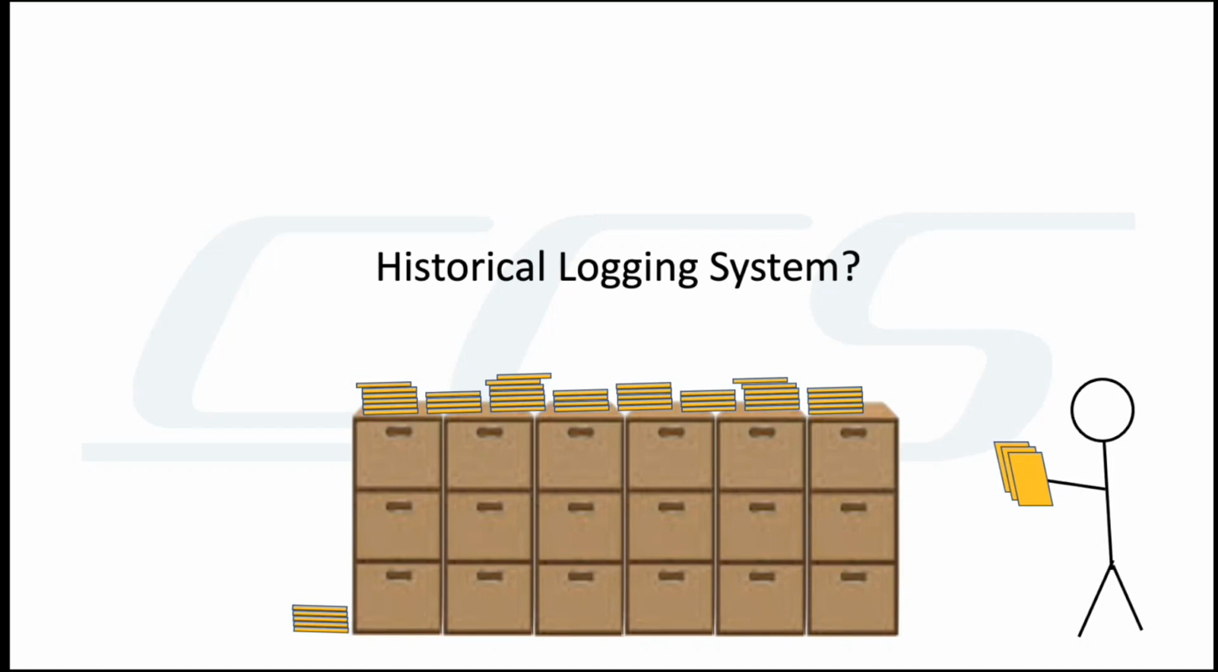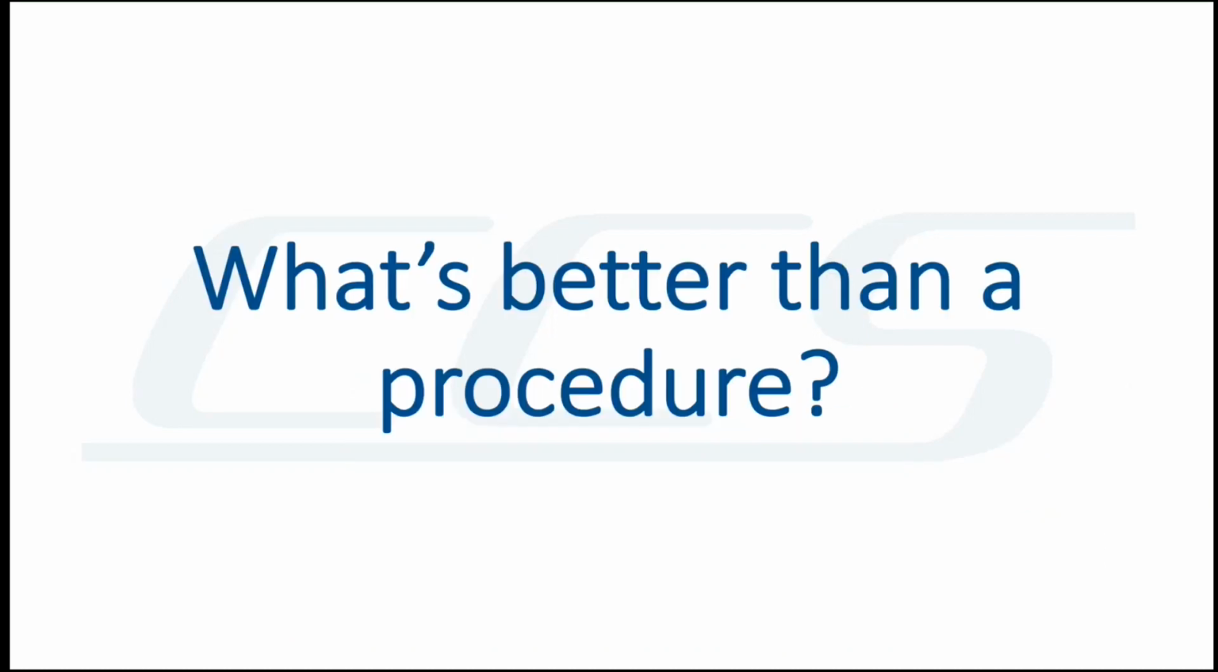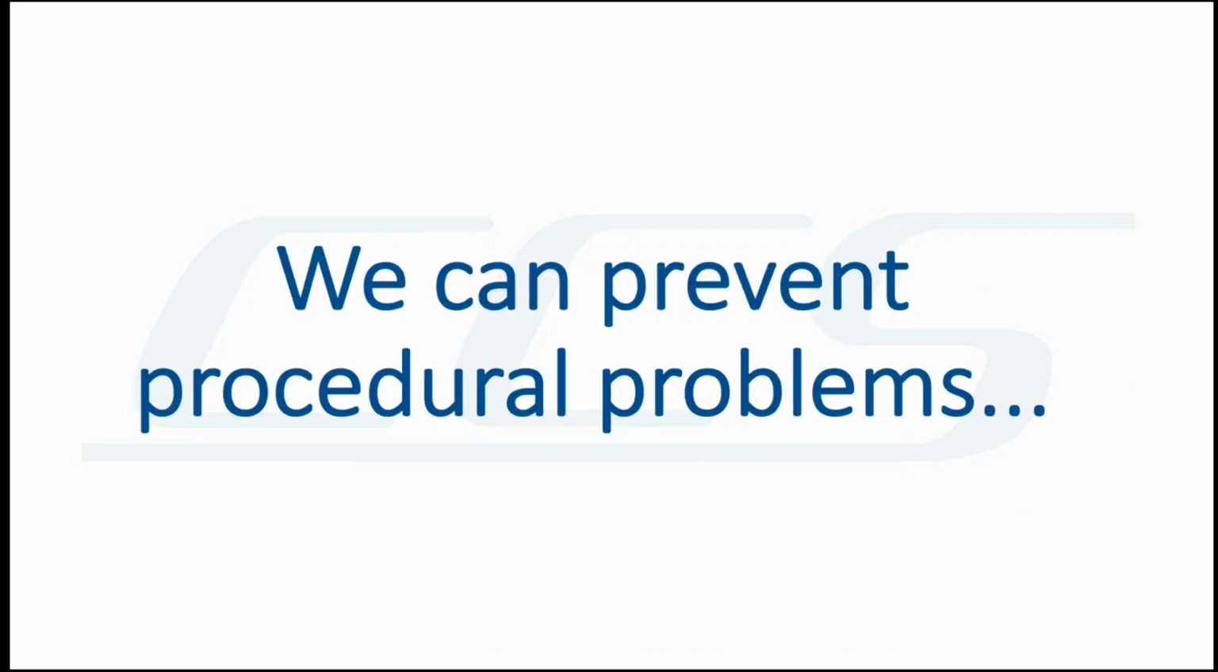Well, what could be better then? What could we do better than a procedure? Well, what we want to do is prevent some of those procedural problems. We want to start to build a system. Well, what's a system? A system is an assembly of things that actually prevent making the mistake in the first place. So we're going to have a few building blocks we're going to talk about next.